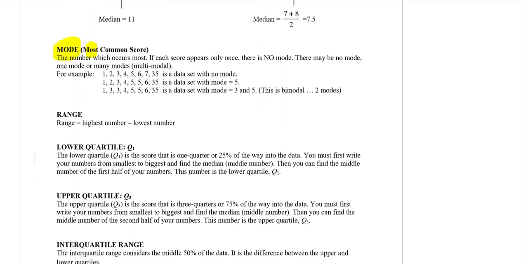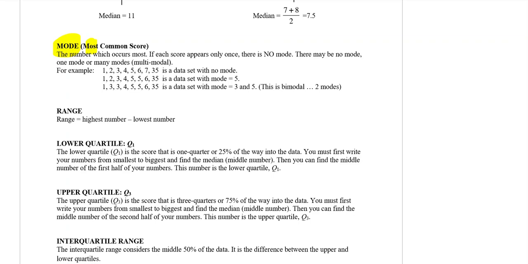These next couple are about working out how spread out your data is. So the next one we have is range. Range is literally the highest number minus the lowest number in your set of data, which gives you a number as a result, and that tells you how spread out your results are.